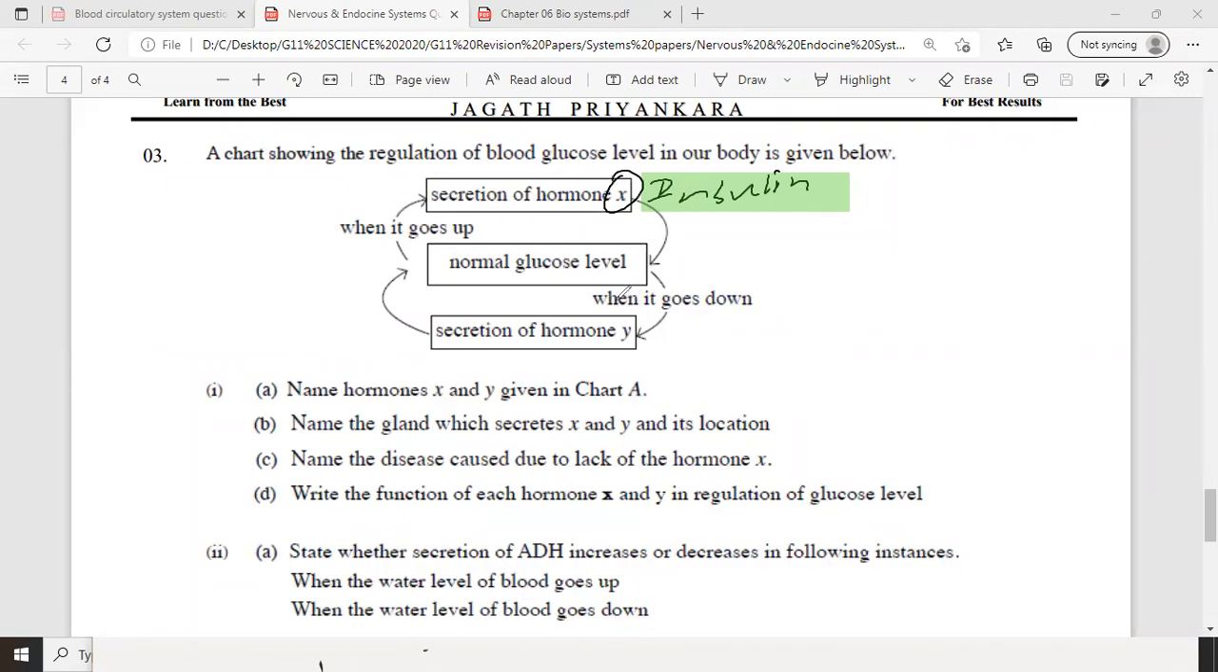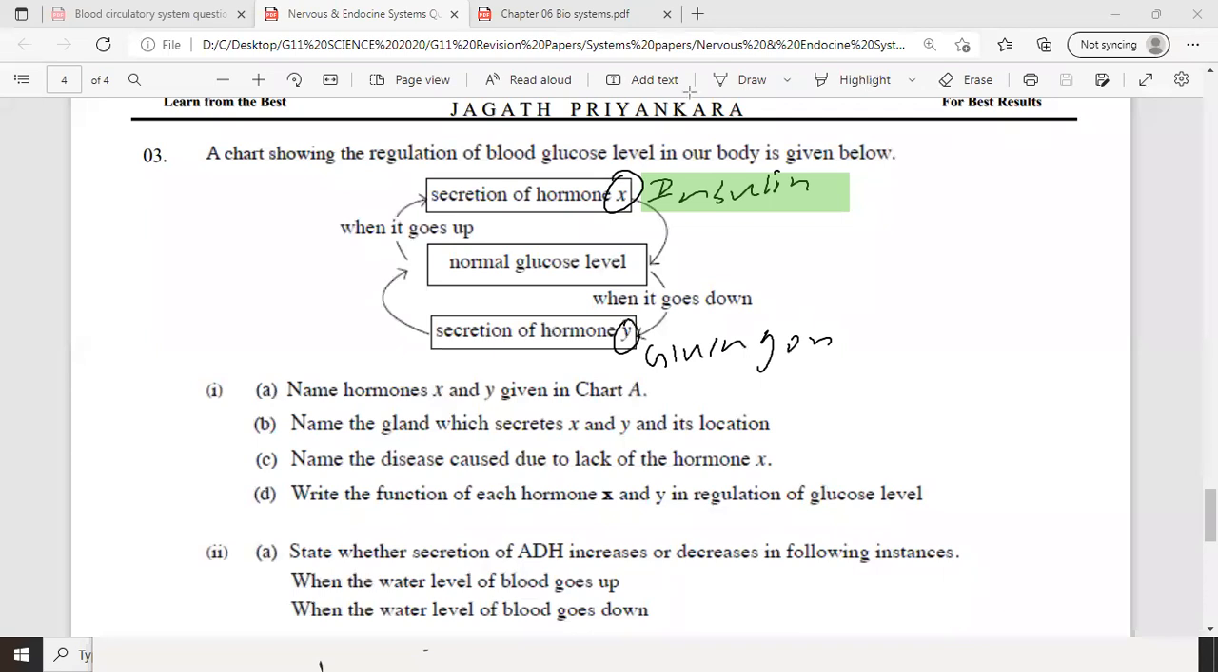Then, when blood glucose level goes down, there is secretion of the hormone Y. What is the hormone Y? When blood glucose level goes down, that is glucagon. That's how you do it. It's very easy.